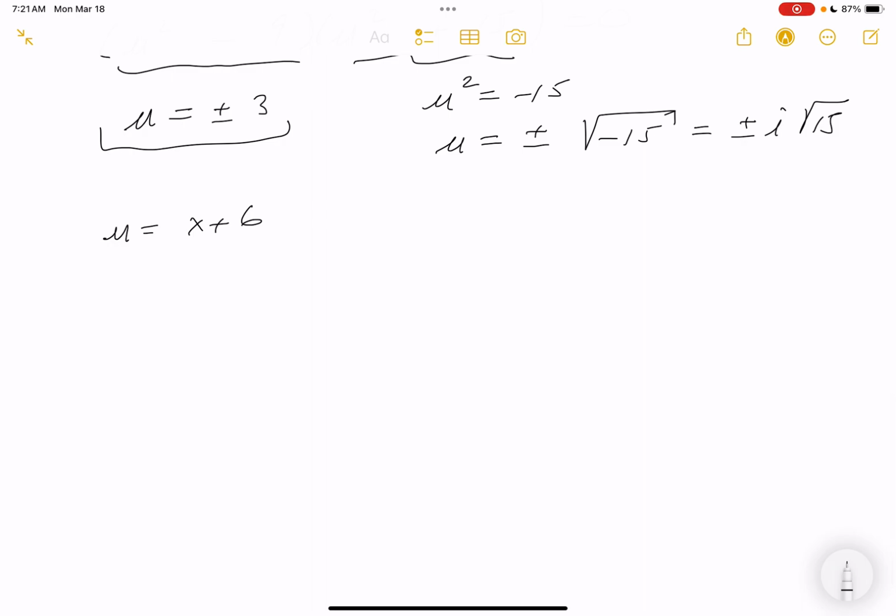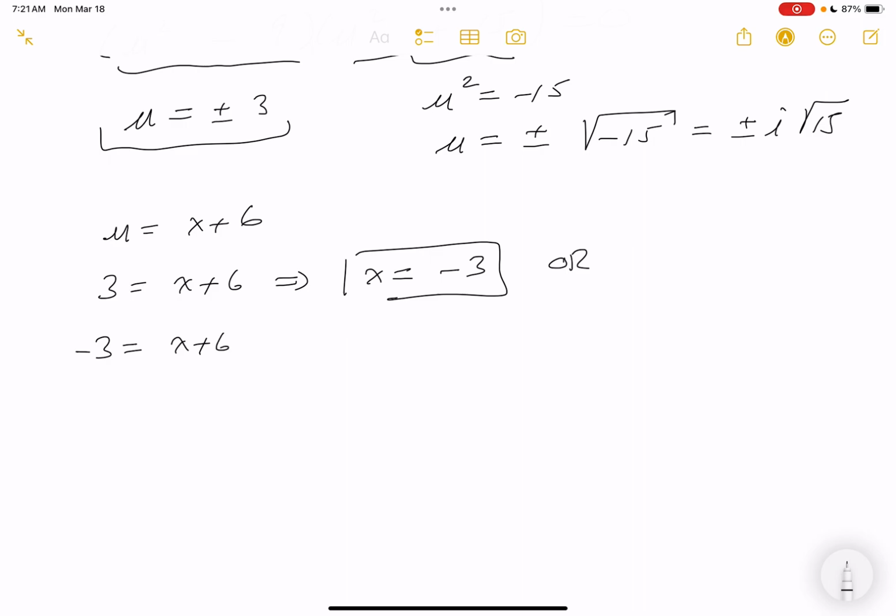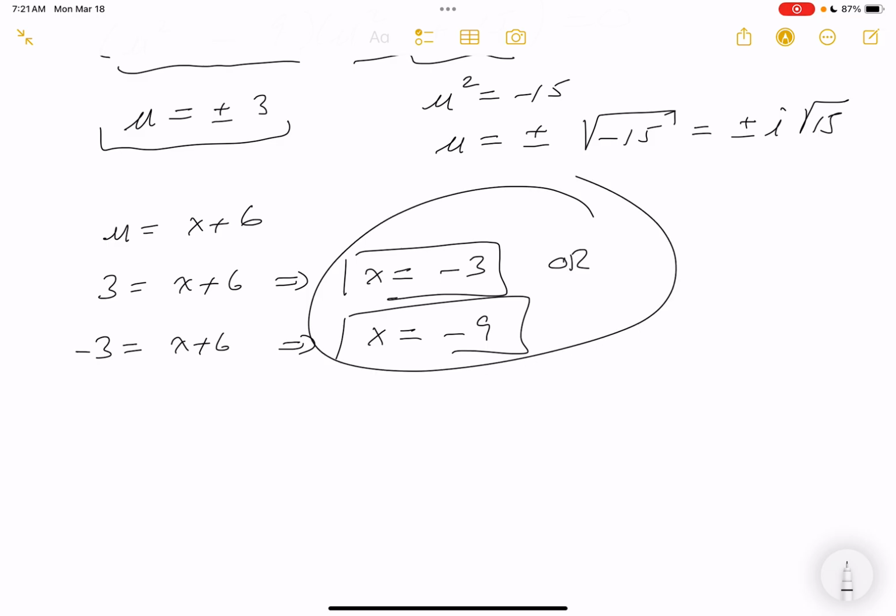Let's take a look and see if we can figure this out now. So if u is 3, I get x plus 6 equals 3, which tells me x equals minus 3. That's one answer. Or, and they just want the real numbers, u is minus 3. That's x plus 6 equals minus 3. What does that give me? x equals minus 9. And there's two answers over here. And we're at the end of the story, by the way.